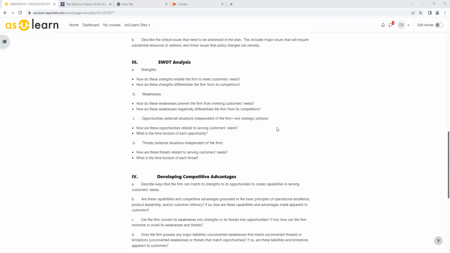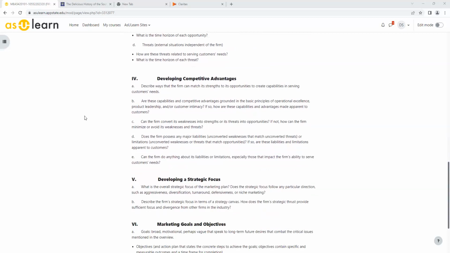The next is your competitive advantages. What are the strengths that your firm can match to the opportunities to create capabilities? And remember, capabilities are things that your business does that match your consumer needs. That's a capability. Are they grounded in any of those three things that we talked about: operational excellence, product leadership, or customer intimacy? Where are they in that particular area?